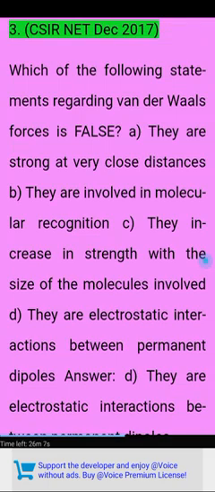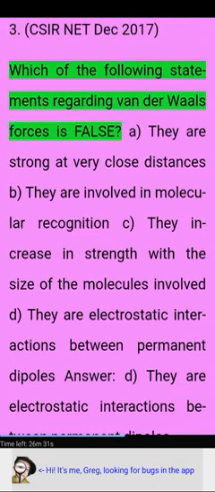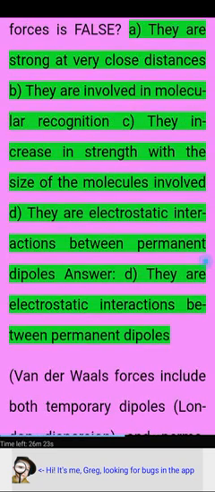3. CSIR NET December 2017. Which of the following statements regarding van der Waals forces is false? A. They are strong at very close distances. B. They are involved in molecular recognition. C. They increase in strength with the size of the molecules involved. D. They are electrostatic interactions between permanent dipoles. Answer: D.